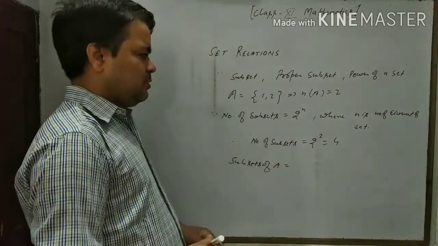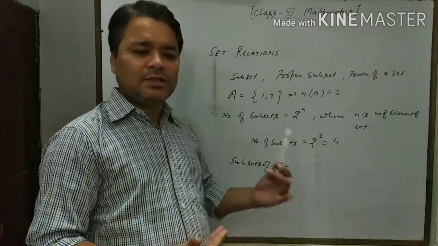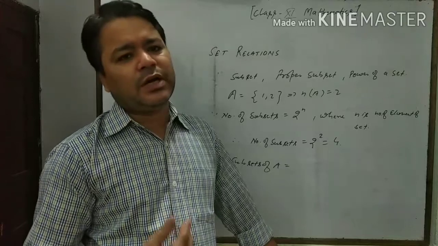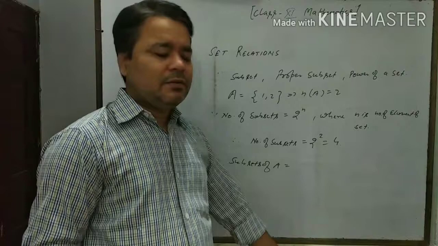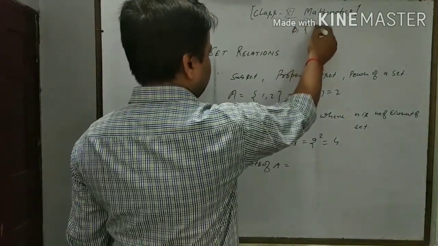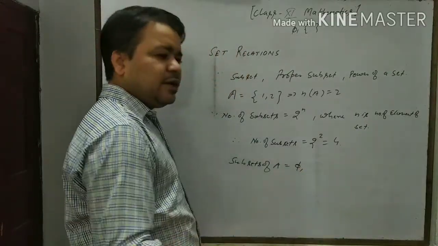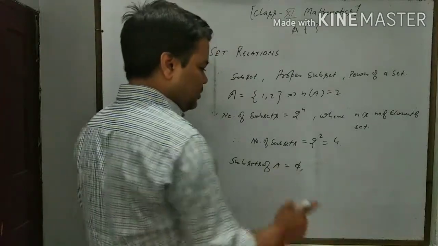One thing you should remember, that phi is a subset of all sets. Phi means what? Null set. That is also known as void set or empty set, which is represented by phi. Empty set is a subset of each and every set. So the first subset will be phi.